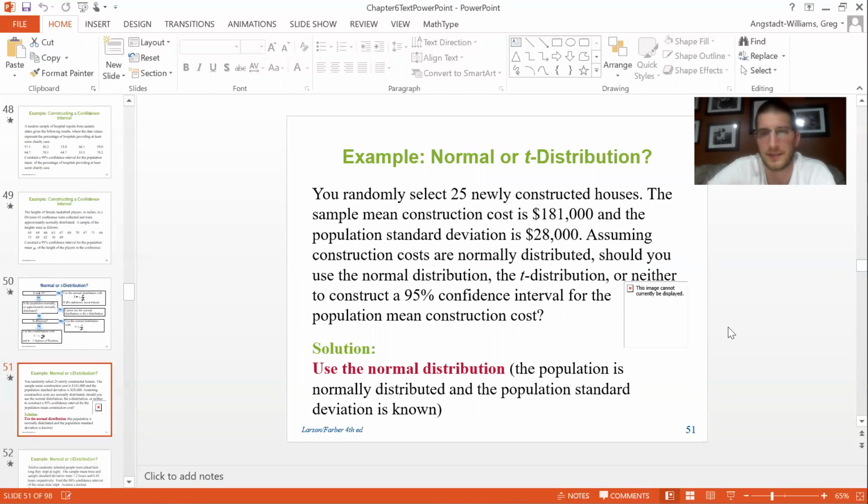If you look at an example here, right, this one we have 25 newly constructed houses. So right off the bat, we're less than 30, we drop down. Down here it says it's normally distributed. That's a yes, we continue on. And it says the population standard deviation. So we do know sigma, so that kicks it over to using normal distribution with Z scores. Right, as long as you ask yourselves the questions in that flow chart, this isn't bad.